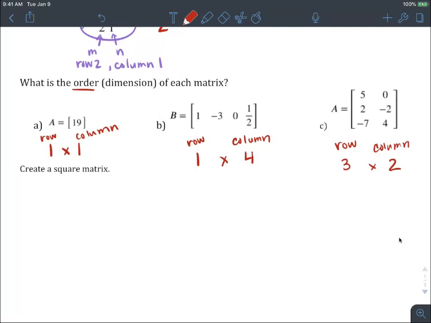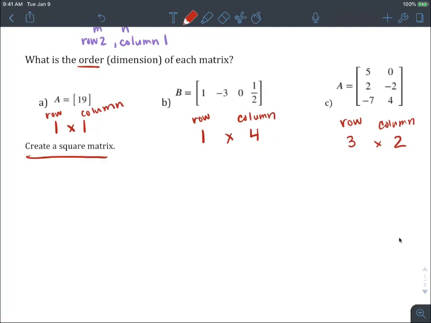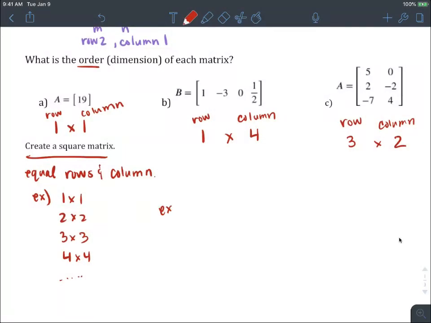Okay, let's go ahead and create a square matrix. A square matrix has equal rows and columns. So for example, this could be a 1 by 1, a 2 by 2, a 3 by 3, a 4 by 4, and so on and so forth. An example of a 2 by 2 would be like 1, 2, 3, 4. That is a square matrix.